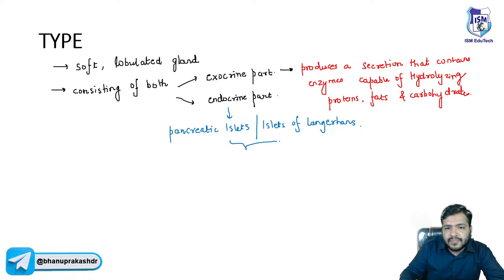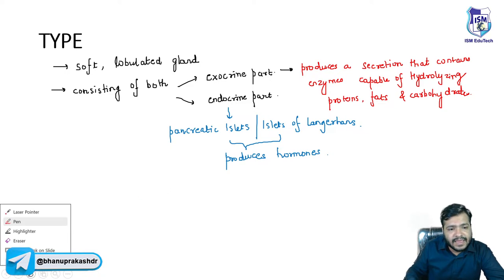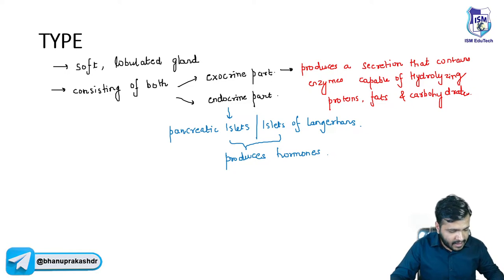Now, these pancreatic cells, they basically produce hormones, and you already know we have different types of cells over here. Can anyone tell me in the chat box which different types of cells are present over here?